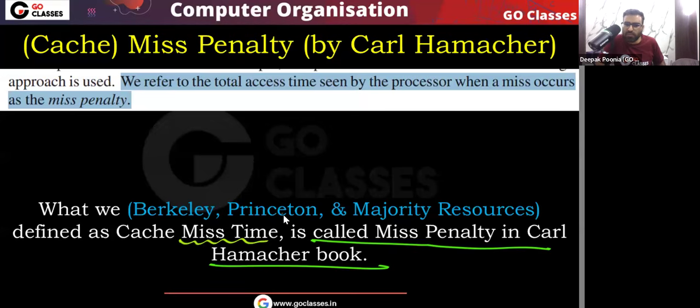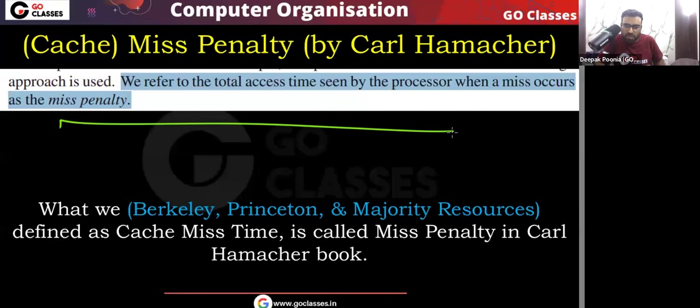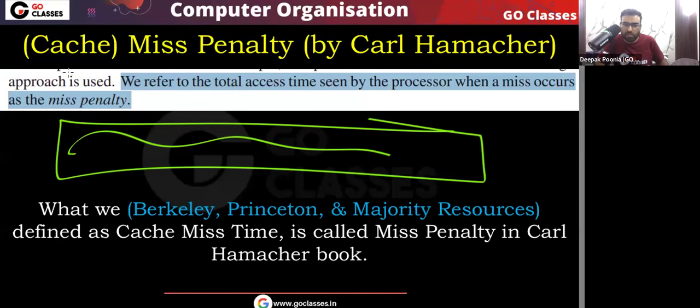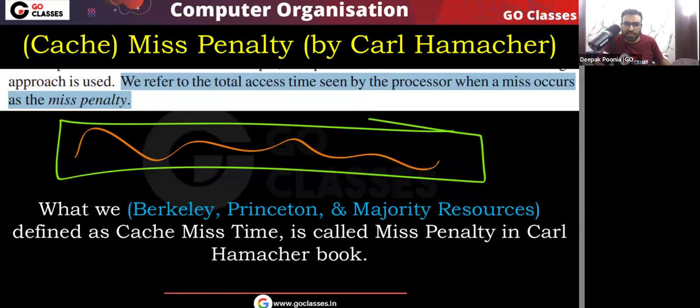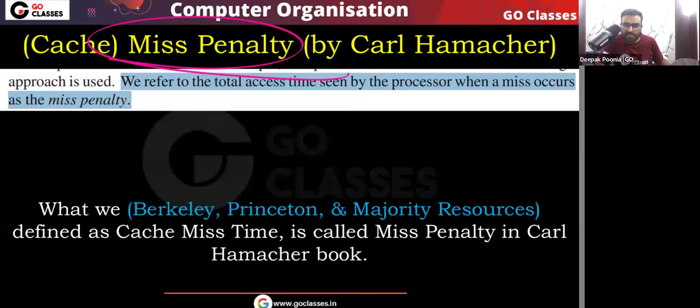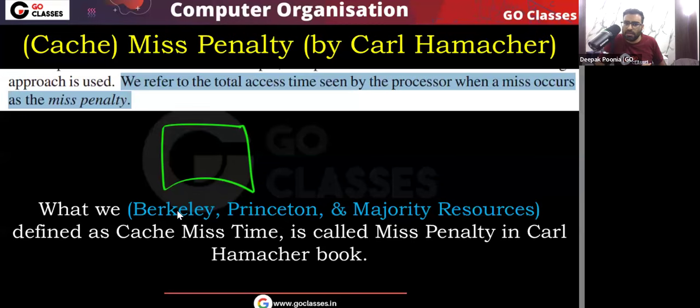I wanted to tell you this important point, that sometimes they can give you a different definition of miss penalty in the GATE exam. In a GATE question they can mention the meaning of miss penalty, and they can give you some other definition, so you have to take care. Remember, according to the majority of the authors, the miss penalty does not include the time to check the cache memory for hit or a miss.